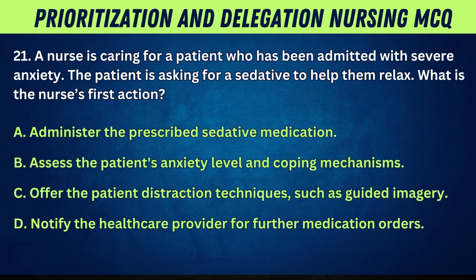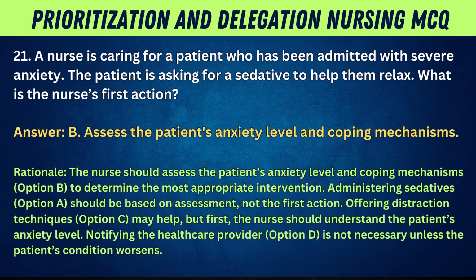A. Administer the prescribed sedative medication. B. Assess the patient's anxiety level and coping mechanisms. C. Offer the patient distraction techniques such as guided imagery. D. Notify the healthcare provider for further medication orders. Answer. B. Assess the patient's anxiety level and coping mechanisms.